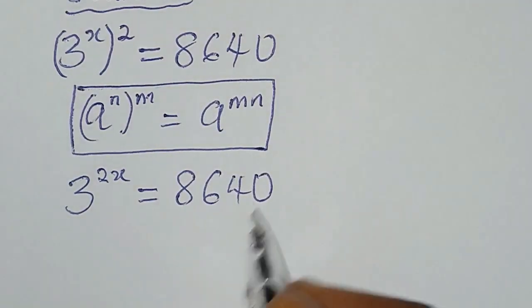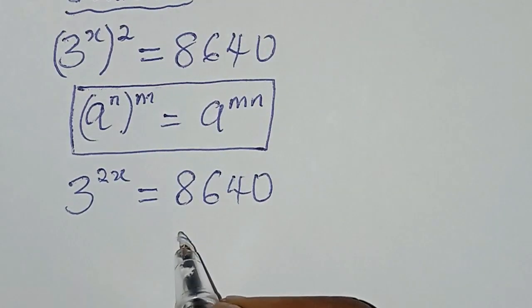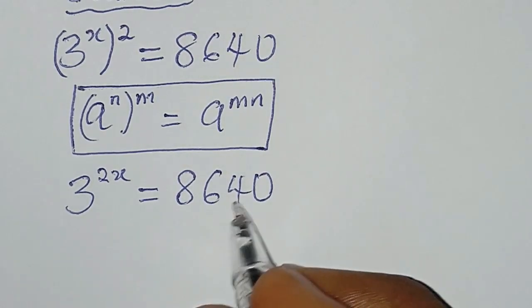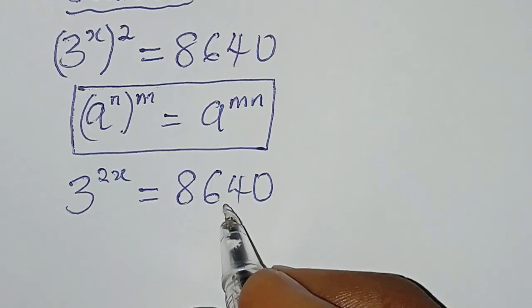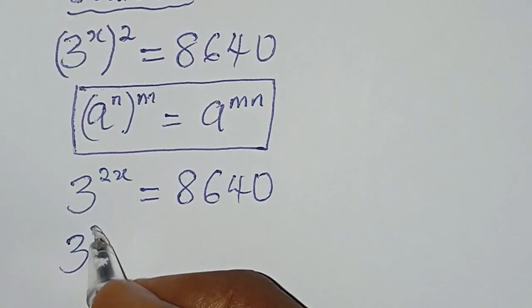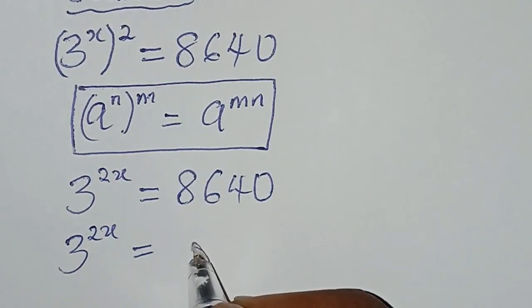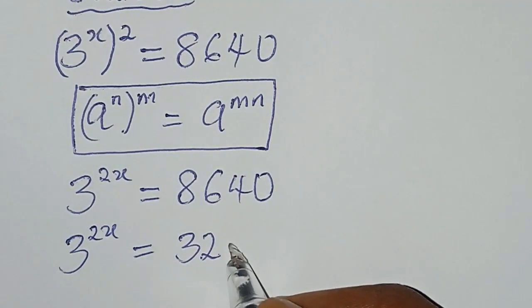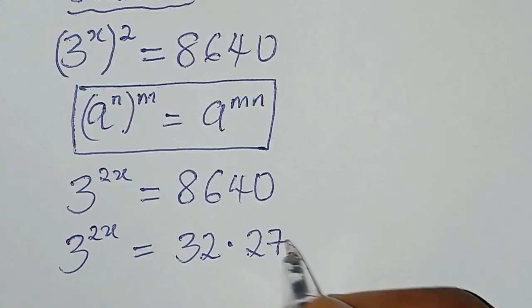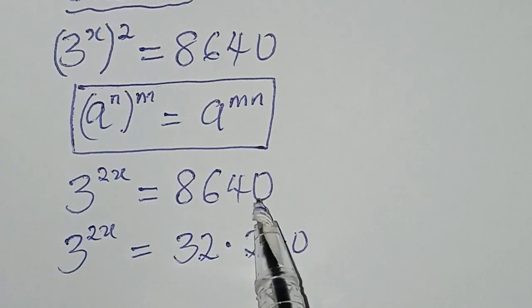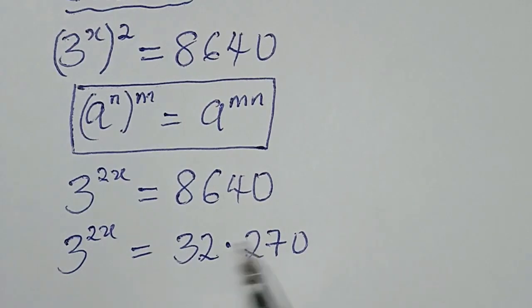Having written this, then we simplify the right hand side. This can be simplified by finding the factors of this number. So we have 3^(2x) equal to 32 multiplied by 270 will give us 8,640. Then we can go ahead and simplify this further again.